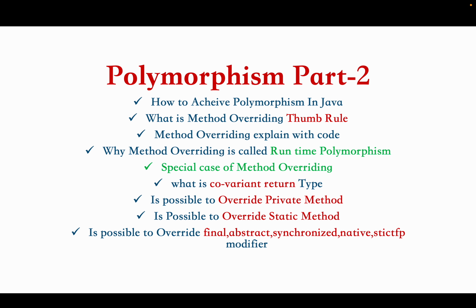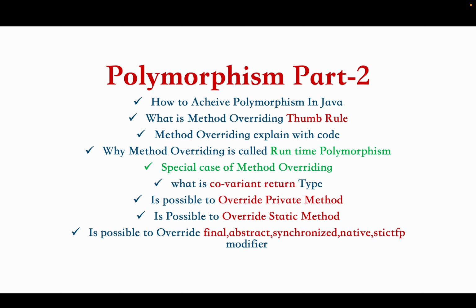Then guys, is it possible to override a private method, static method, final, abstract, synchronized, native, strictfp modifier? So can we override all these things? Because this method overriding concept is very important for our implementation. In most applications, this method overriding concept is going to be used. That's why we need to focus and concentrate more on the method overriding concept. After watching this video, I hope you will not have any confusion. I will explain in great depth.